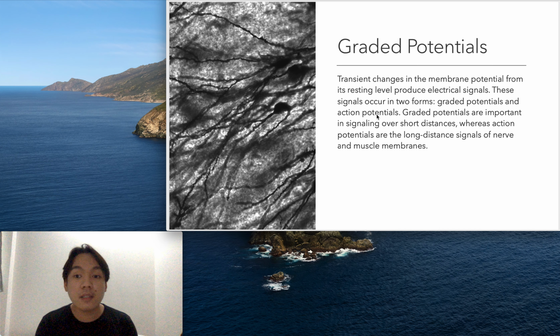So graded potentials are transient changes in the membrane potential from a resting level to produce an electrical signal. These signals occur in two forms. Graded potentials are important in signaling short distances, whereas action potentials are for long distances. Remember, graded potentials for short distance and action potentials for long distance signals of a nerve or muscle membrane.